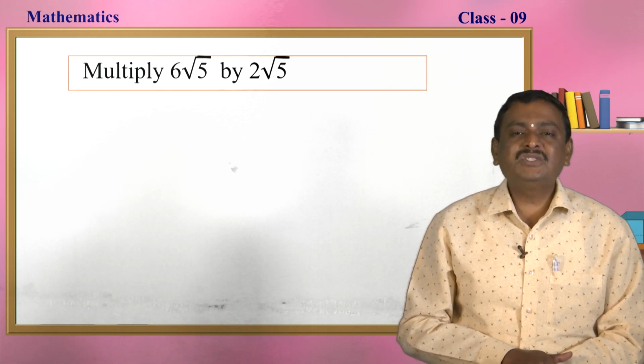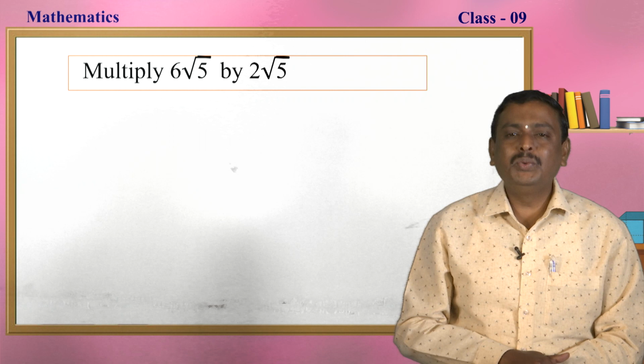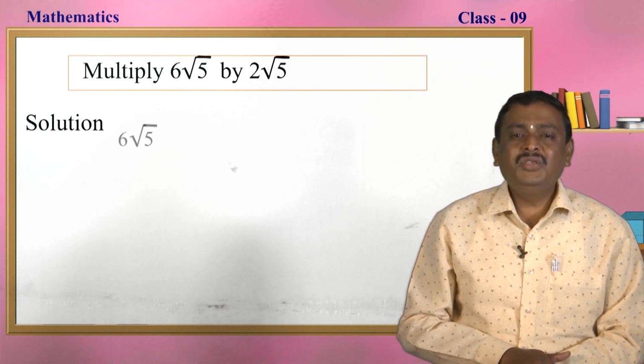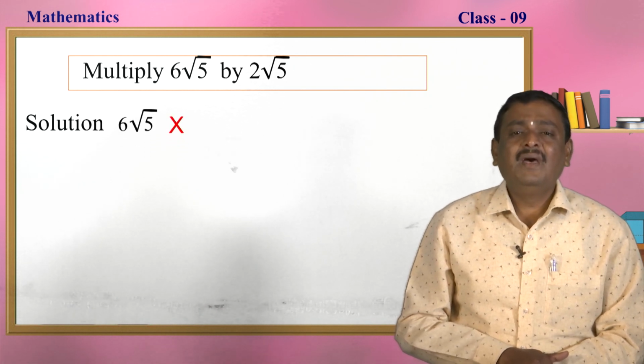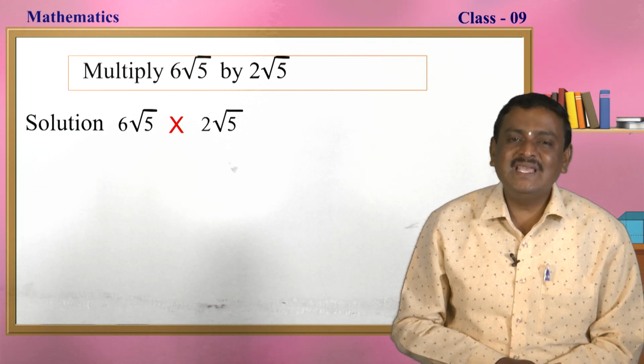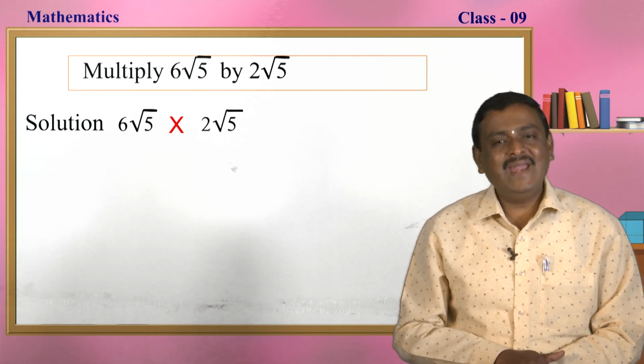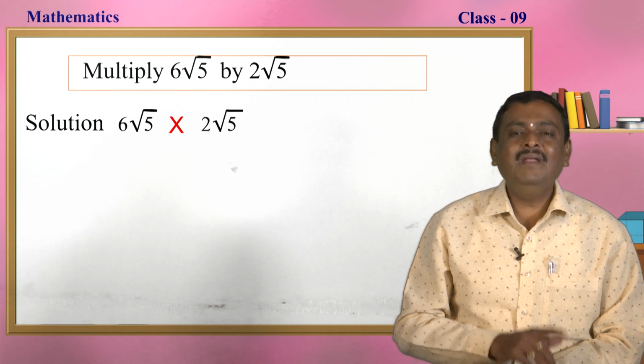Multiply 6 root 5 by 2 root 5. Here 6 root 5 and 2 root 5, the order is the same. So, we have to add the radicand, my dear students, add the radicand and the numbers.